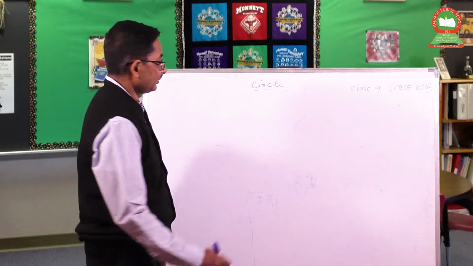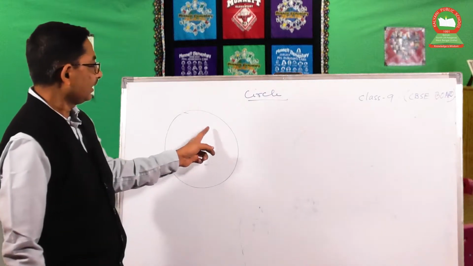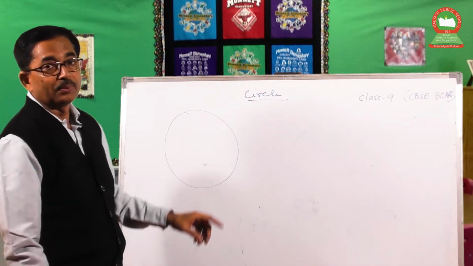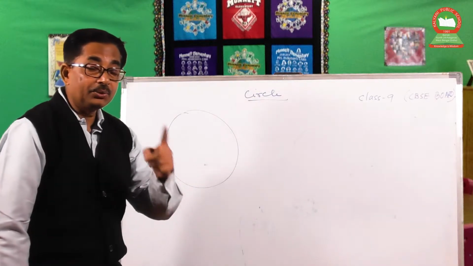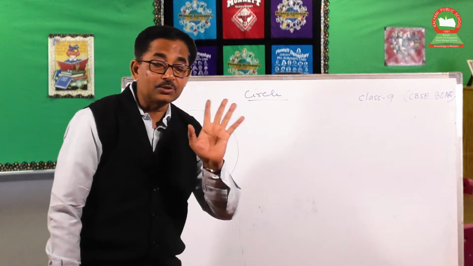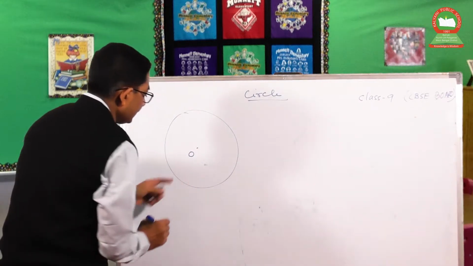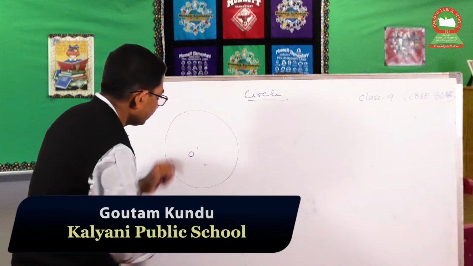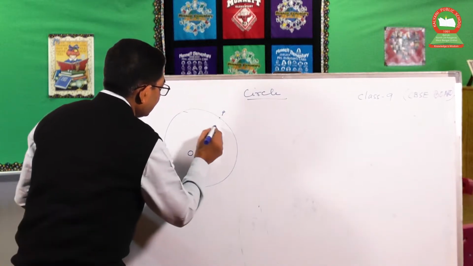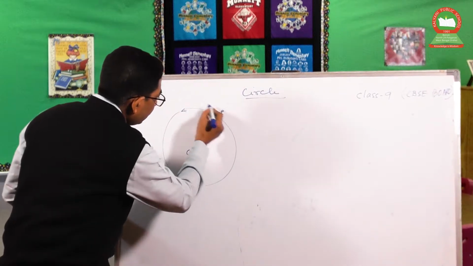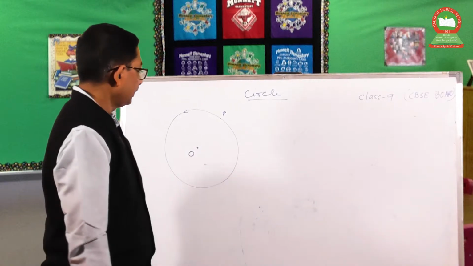What is a circle now? A circle is the locus of a point on a plane which is equidistant from a given fixed point. Suppose this is O, the given fixed point, and the point is P. The locus of this point is called the circle.